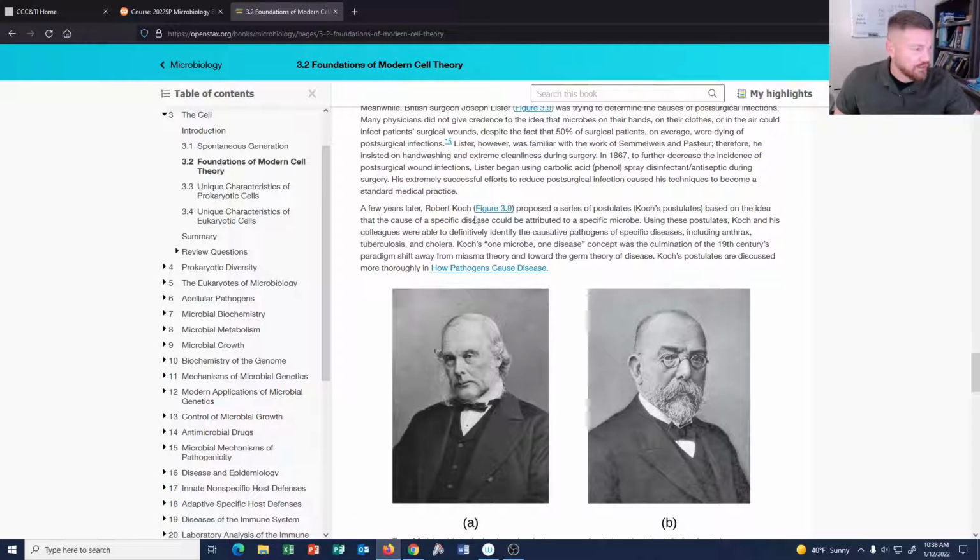And then Robert Koch, he came up with the Koch postulates. So again, this idea that certain things cause certain illnesses seems obvious to us now, right? And I mean, most people, it's so obvious to us, you don't even get it sometimes, right?